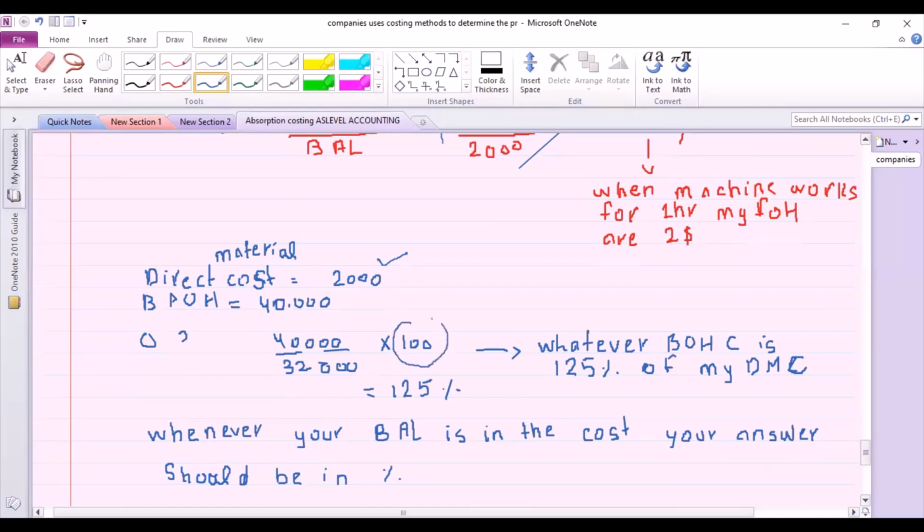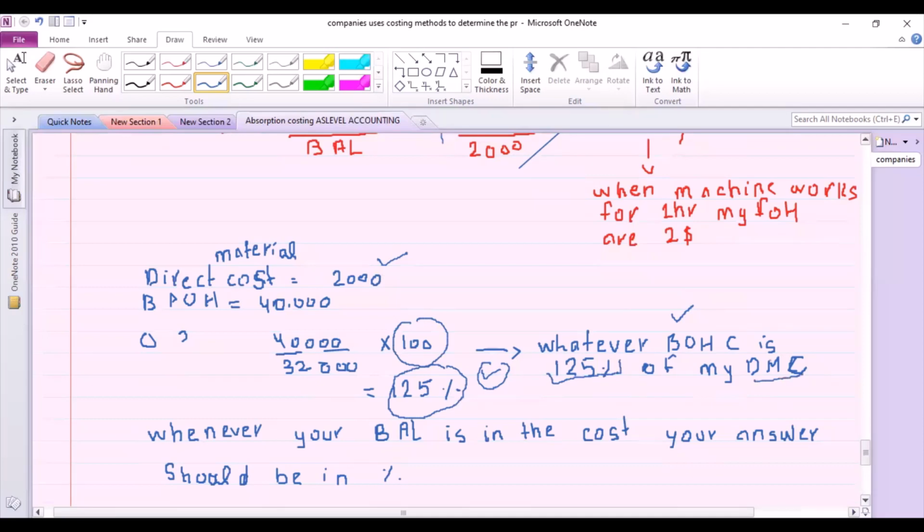multiply it by 100. As we can see, we have direct material cost here, which is 2000, and budgeted production overheads are 40,000. So our answer is 125%, because we just multiplied it by 100. So what is the meaning of this? The meaning is that, of our budgeted overheads, our overhead cost, 125% is our DMC, basically direct material cost.